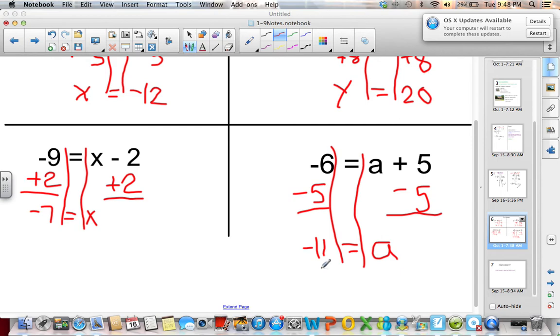Okay? And then for all of these, we can go back in and plug it in. Negative 11 plus 5 equals negative 6. So it checks, and we're good.